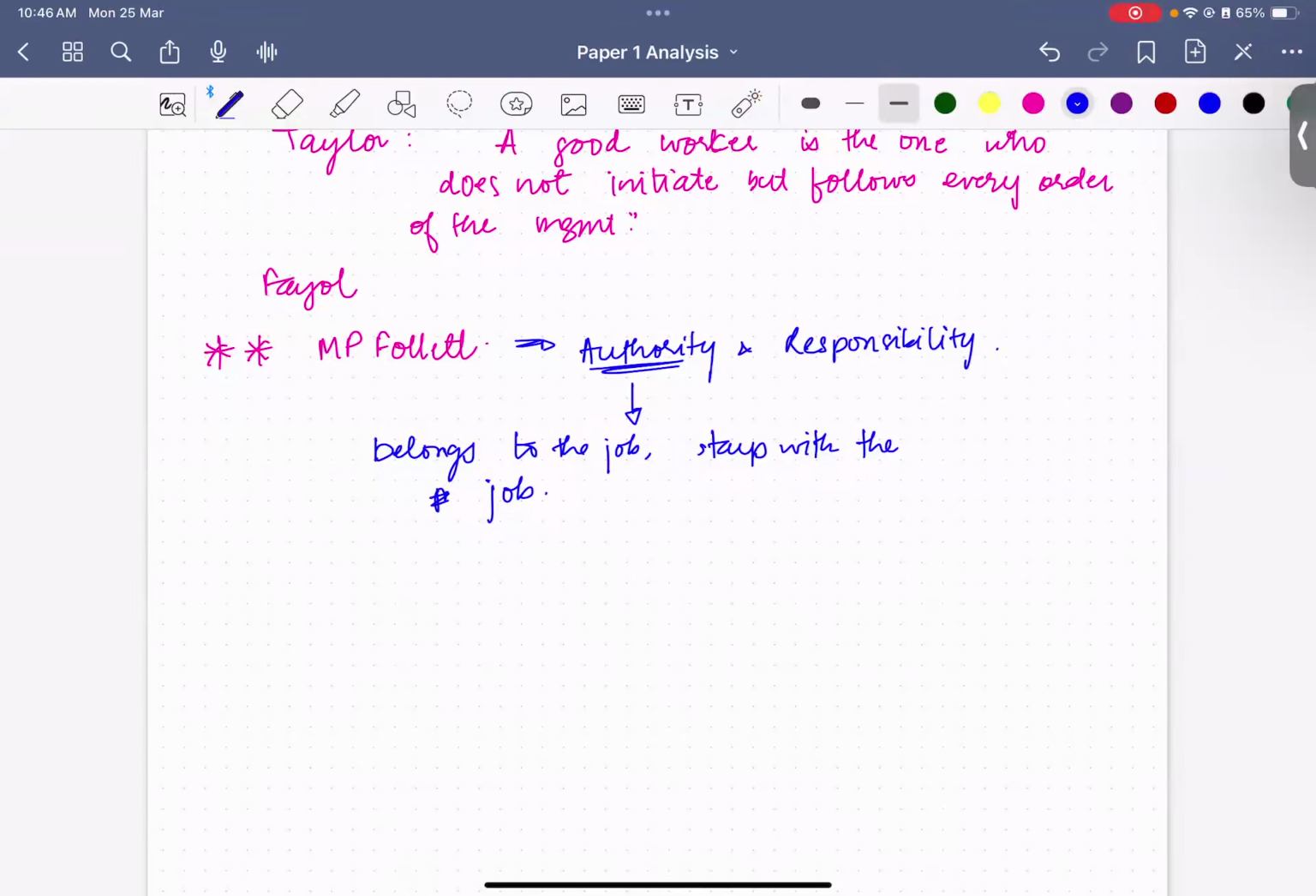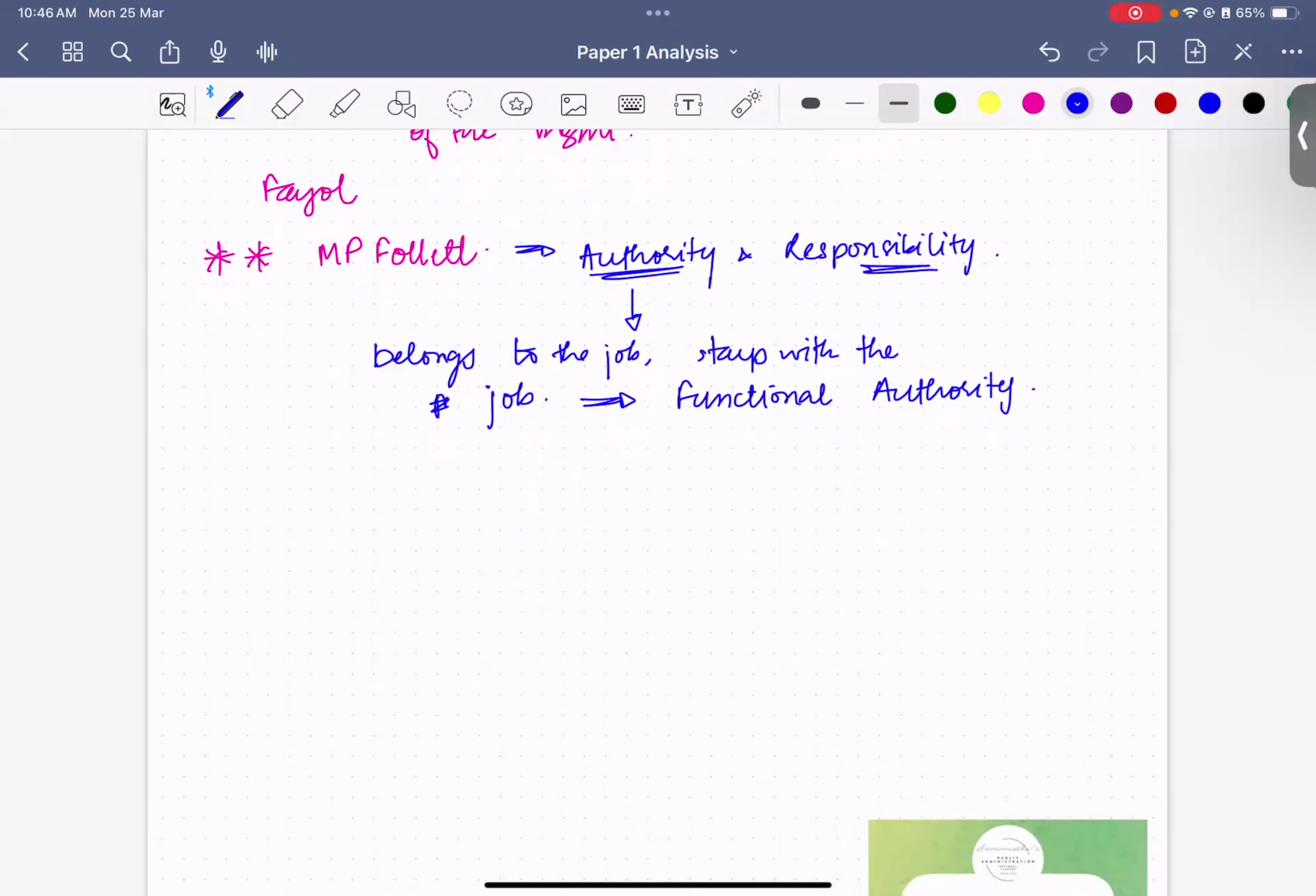Okay, then in terms of responsibility, she said responsibility is the attribute of the function and situation in the organization.